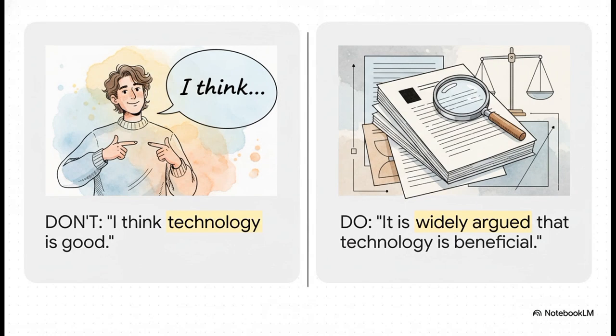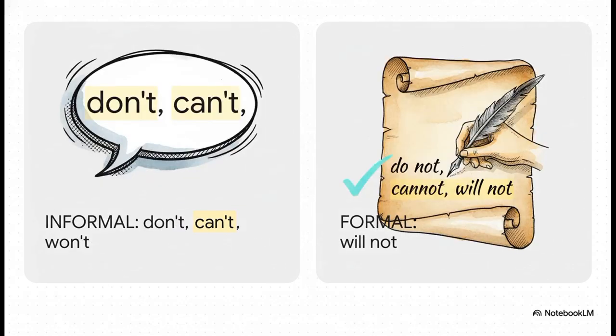So first up, getting rid of "I think." As soon as the AI sees that, it registers your sentence as a personal opinion, which is seen as weak. But if you just swap it for something like, "it is widely argued," boom, all of a sudden it sounds objective, it sounds formal, and you sound like you're just reporting the facts. That's a huge point score. Okay, next up, contractions. This might be the easiest point you will ever get on the entire PTE test.